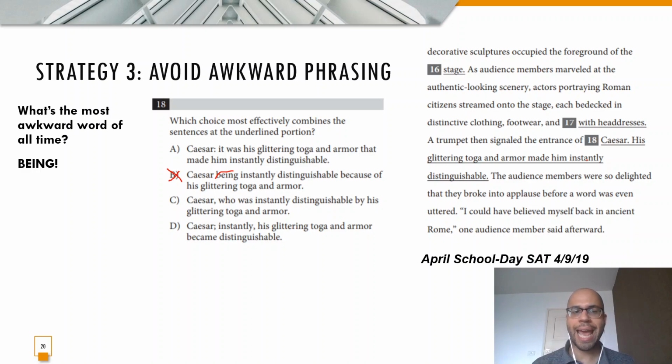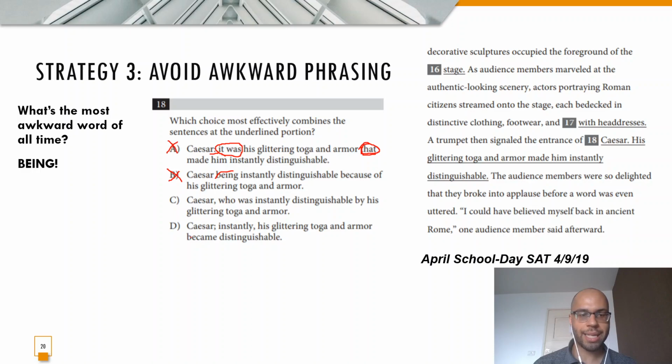Now, something like A. One thing we're going to talk about is that colons are often good. But adding in this, it was his, right? This is a kind of passivity rather than just saying his toga and armor made him distinguishable. Why say it was his toga and armor that? So I'm not a big fan of this construction. It's of course grammatically correct. It's just not that well stated. Let's see if we have other options.